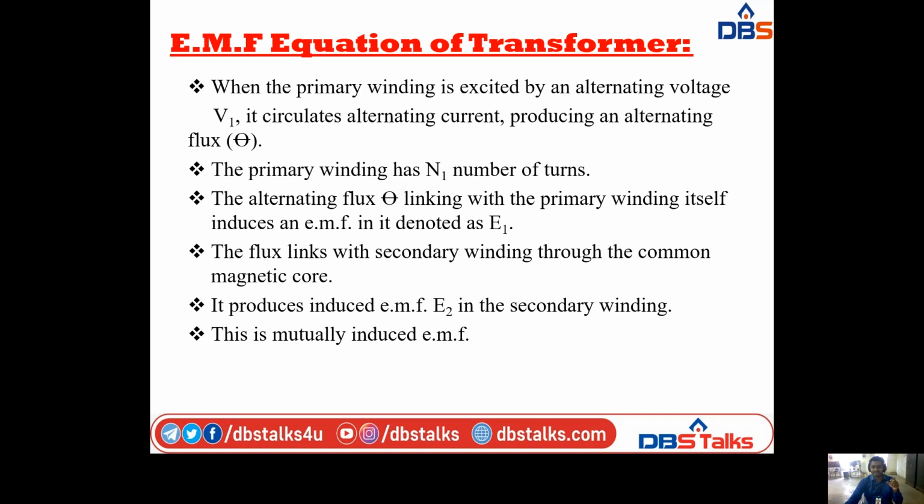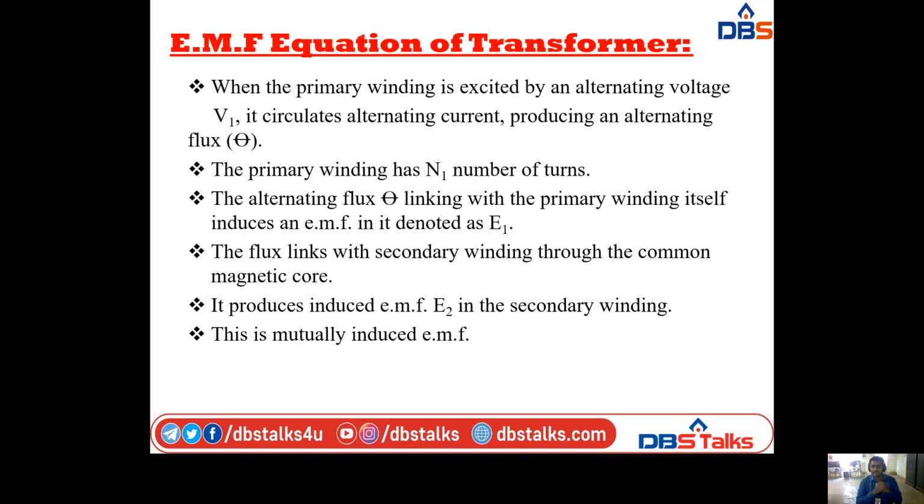Next, the flux links with the secondary winding through the common magnetic core. So in the transformer, we have a magnetic core in a rectangular shape, and to that core we connect the windings, one primary and one secondary. The primary winding is connected on the left side of the core, and the secondary winding is connected to the right side of the core. The primary winding is connected to the supply or alternating voltage, and the secondary winding is connected to the load.